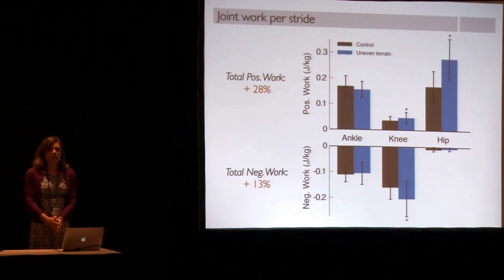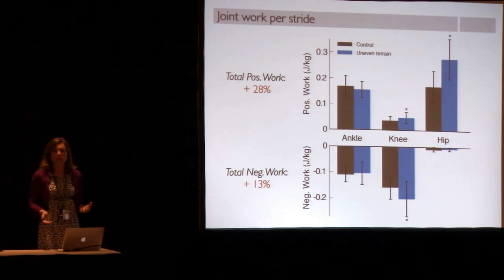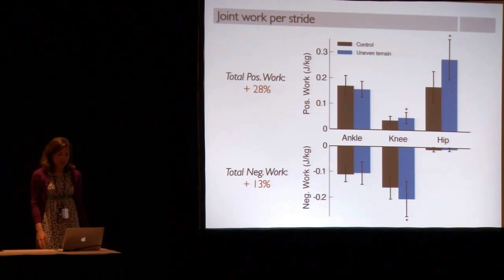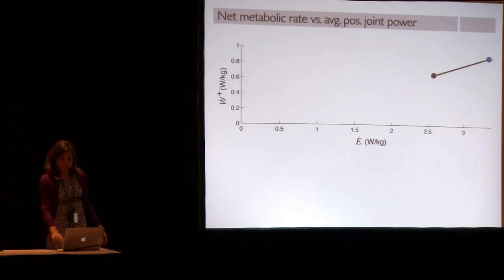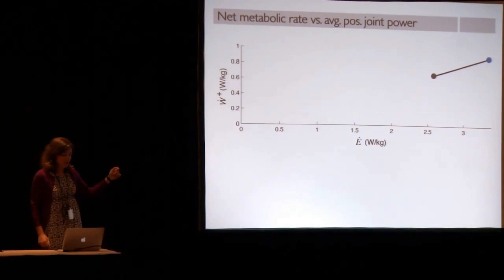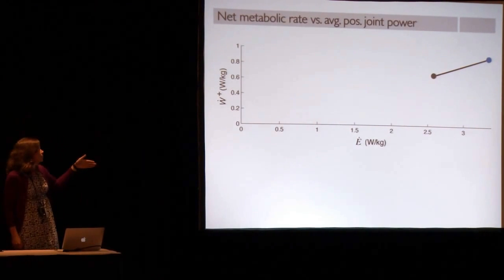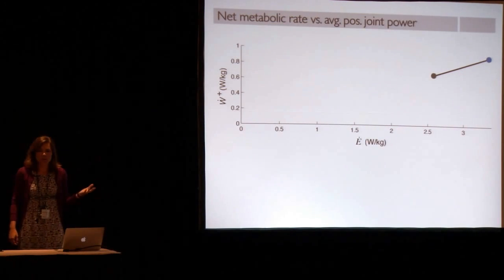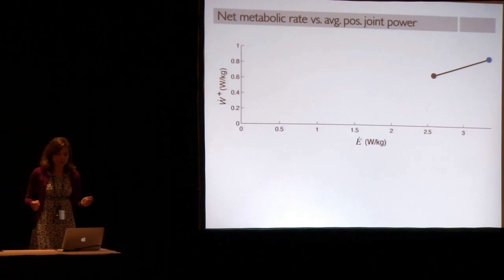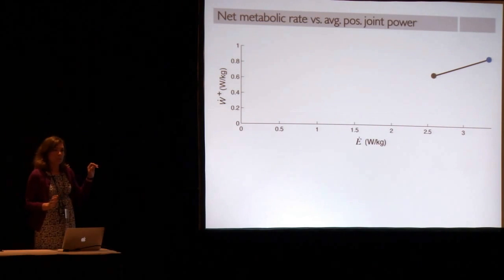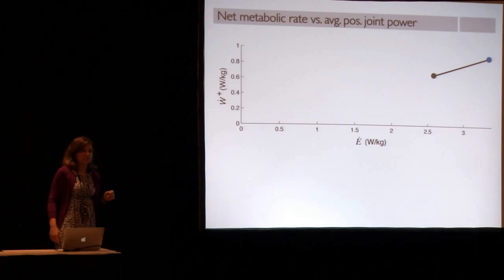Now, once again, we're talking about percentages, but how do we compare percentages to percentages? So one way to look at it is to look at the marginal differences and to plot the net metabolic rate on the x-axis against the average positive joint power, which was just average positive joint work times the step frequency. The joint works, are those in the sagittal plane only, or out of plane? No, they're in the sagittal plane only. Just sagittal.